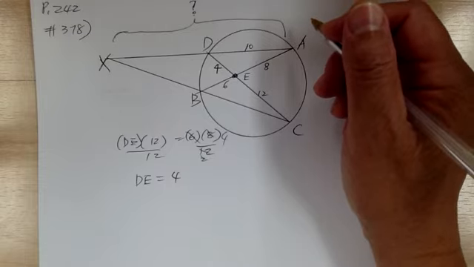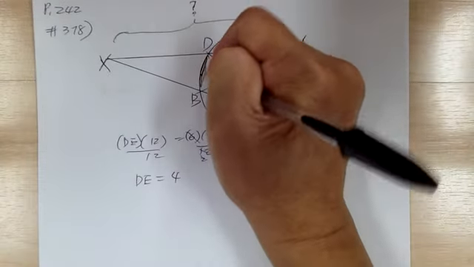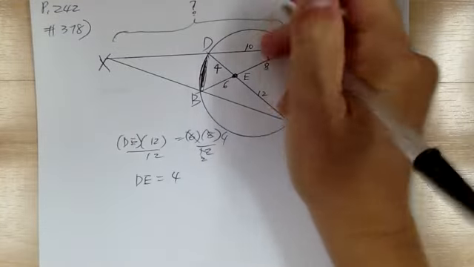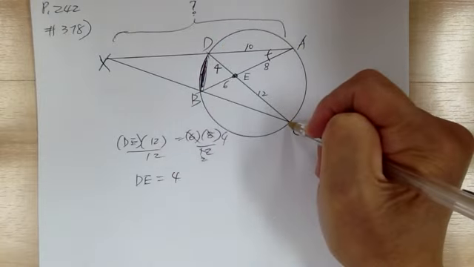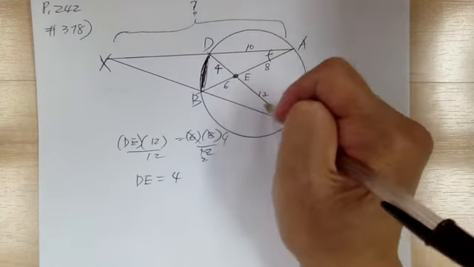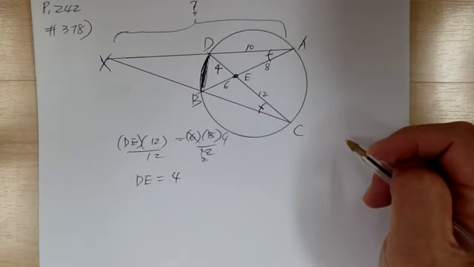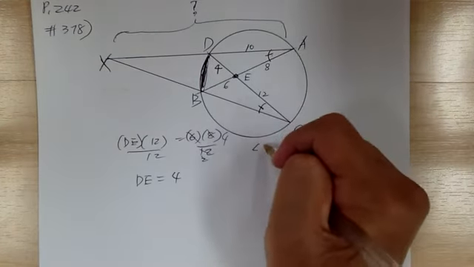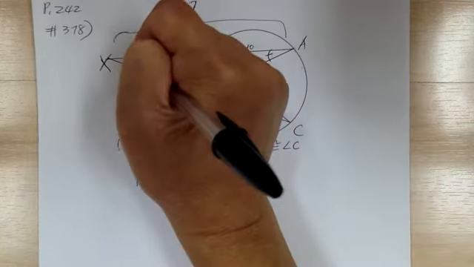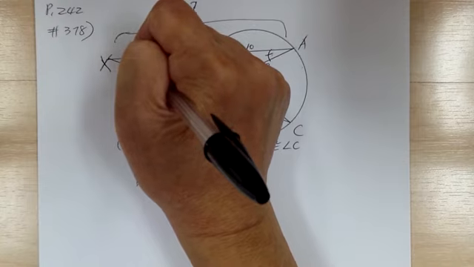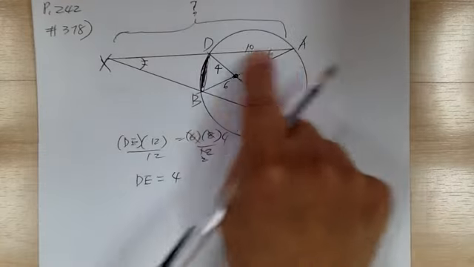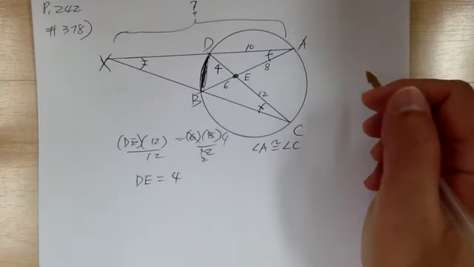So if you look at this right over here, notice the angle A subtends BD, same as angle C, right? So angle A and angle C subtend the same arc, so angle A and angle C are congruent. And also the angle X is congruent to itself. That's a reflexive. So now you have an AA theorem, so they are similar triangles.